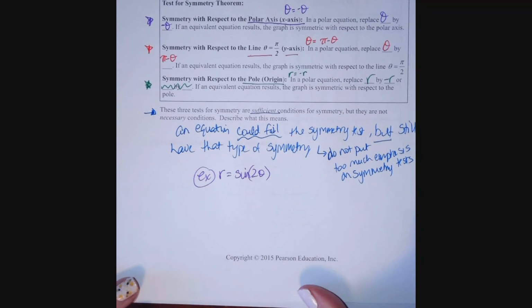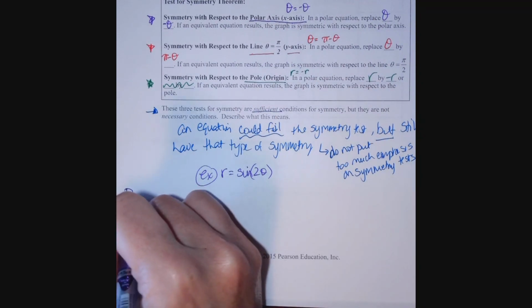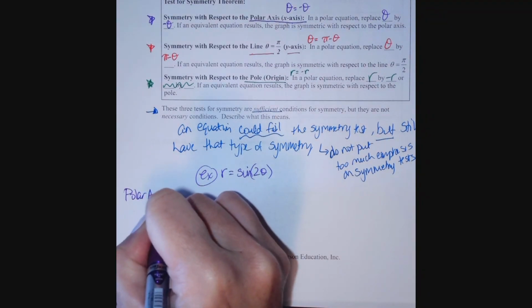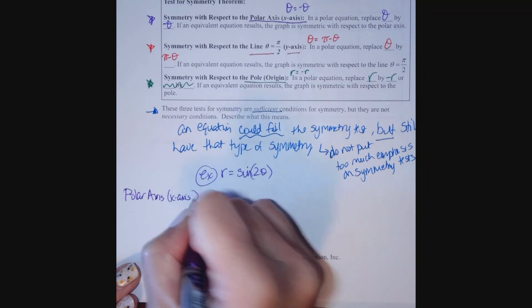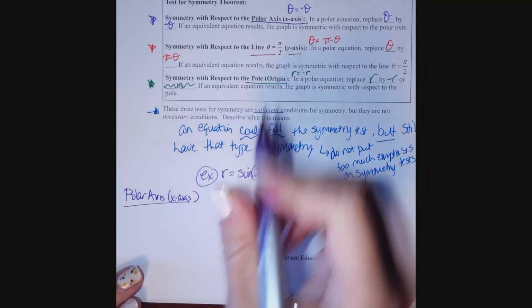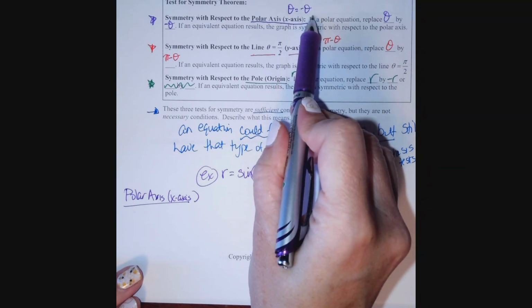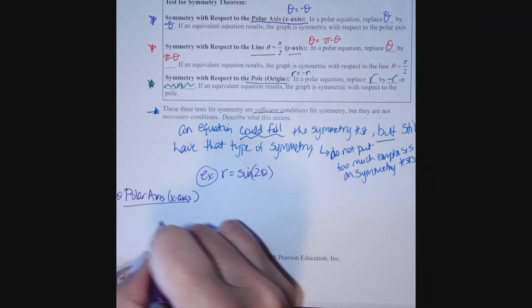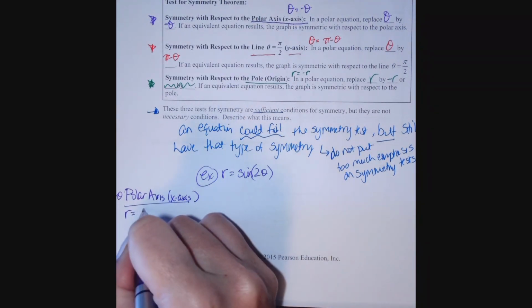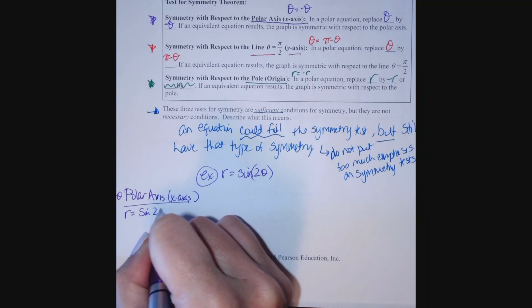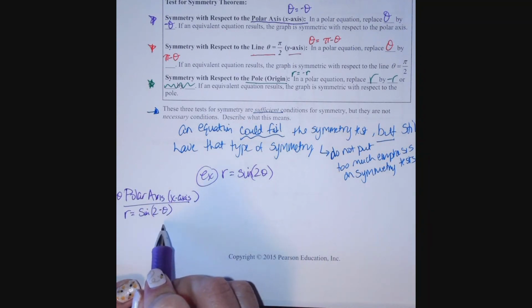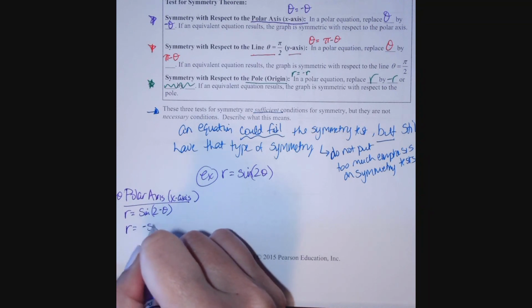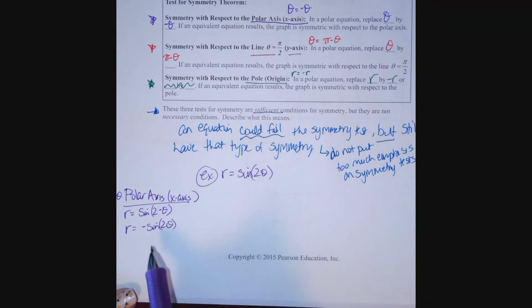Let's check our symmetry. We check our polar axis symmetry, which is our x-axis symmetry. We do that by replacing theta with negative theta. So theta becomes negative theta. So I would have r equals sine of 2 times negative theta. Sine is an odd function, so r equals the negative sine of 2 theta. I didn't get the same result. I got the opposite, so it fails that symmetry test.